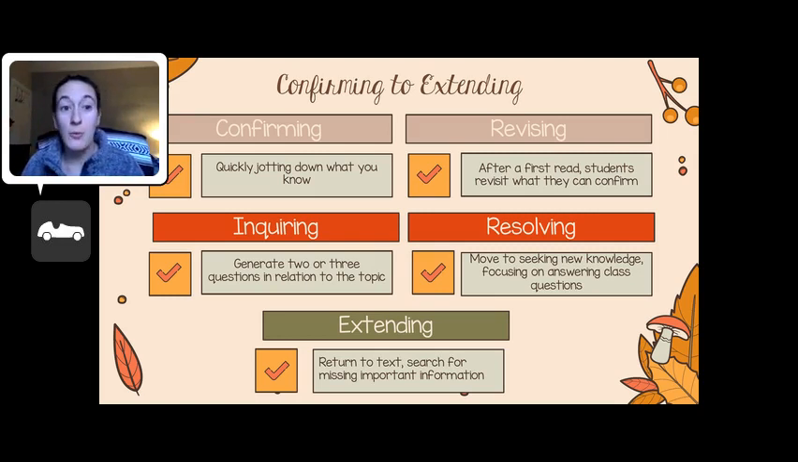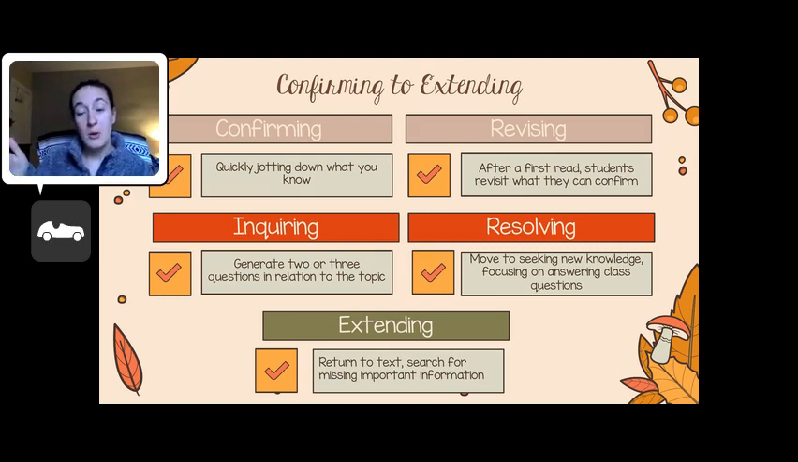So the first thing that we did as well is the confirming section. So in the confirming section, the students and you just quickly jotted down what you know. What do you know about reading strategies? What do our students know about the topics that are being presented to them?